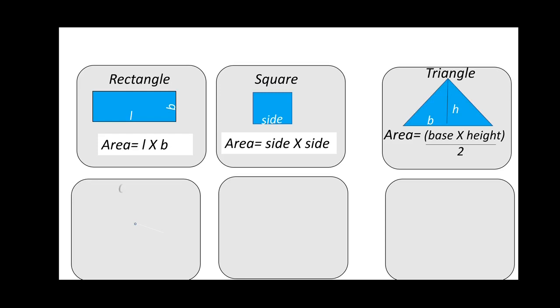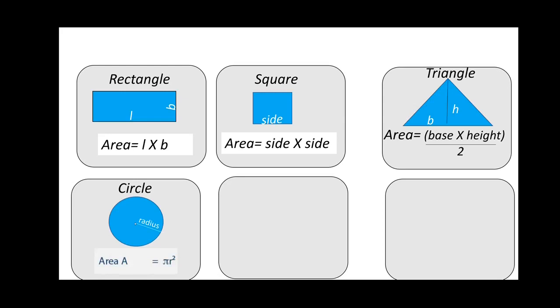Next one is circle. In the figure, we can see the length from center of the circle to any point on outline of circle represents radius. Area of circle A is equal to pi r square.